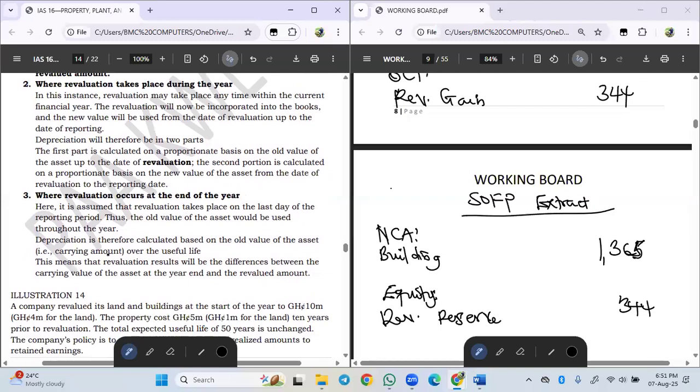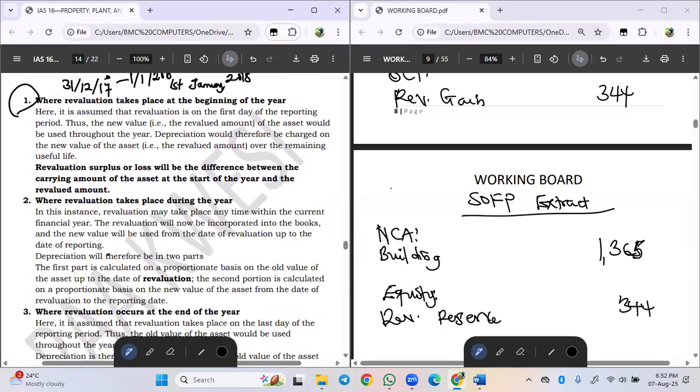Now, let's talk about where the revaluation takes place during the year. Let's say in the middle of the year. In most of the examination questions or past questions, you see that the revaluation will be in the middle, on the 30th June or something. So in that instance, how are you going to calculate that depreciation?